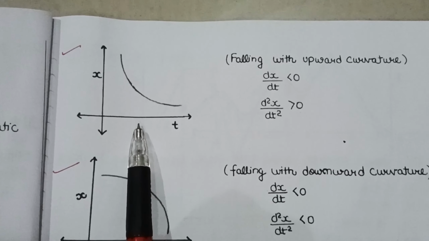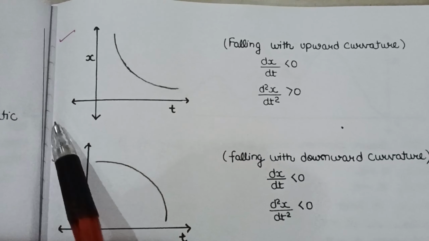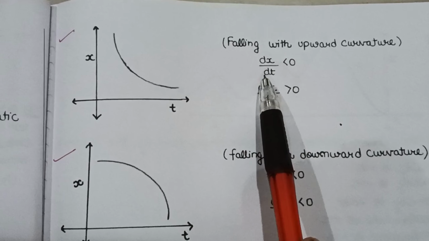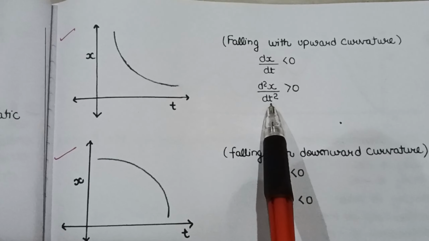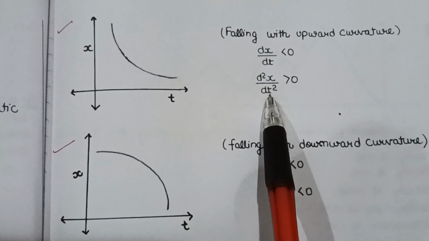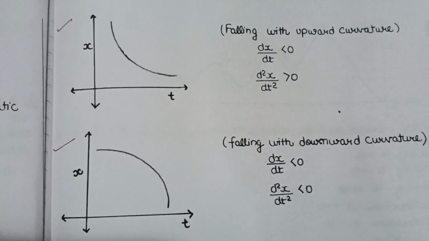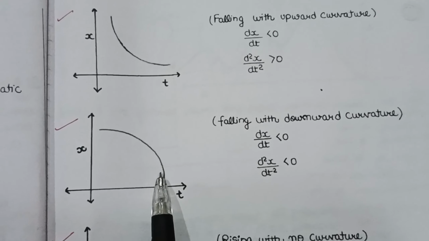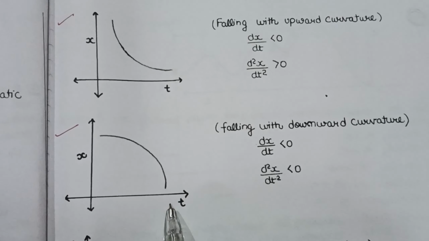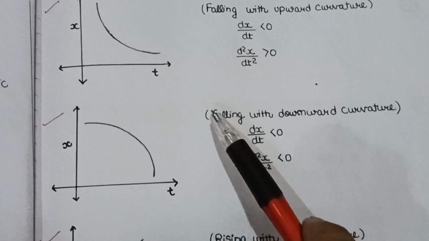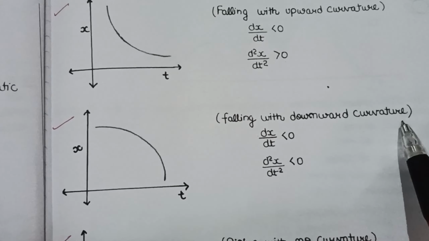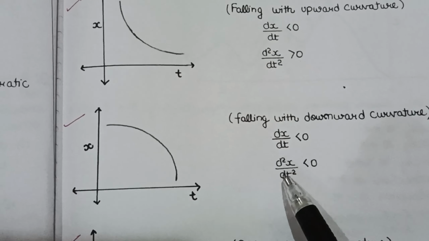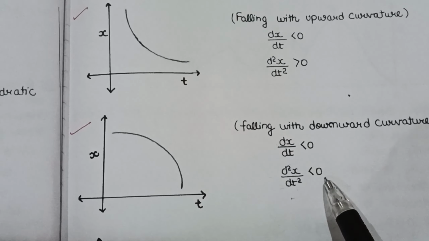Now we look at the third type of graph, which looks like this. It is falling with upward curvature. dx by dt is less than 0 and d square x by dt square is greater than 0. Now the fourth type of graph resembles this. It is falling with downward curvature. dx by dt is less than 0 and d square x by dt square is less than 0.